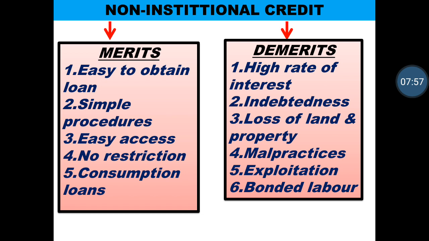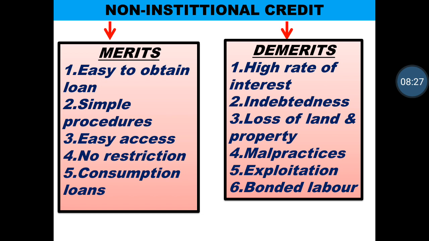Exploitation. Exploitation in non-institutional credit is very common. Sometimes the person who is giving the loan to the borrower treats the borrower like a labourer or a servant. They demand free service, they demand that the borrower come to their house and do their household work free of cost. And sometimes they also exploit them in a sexual way.